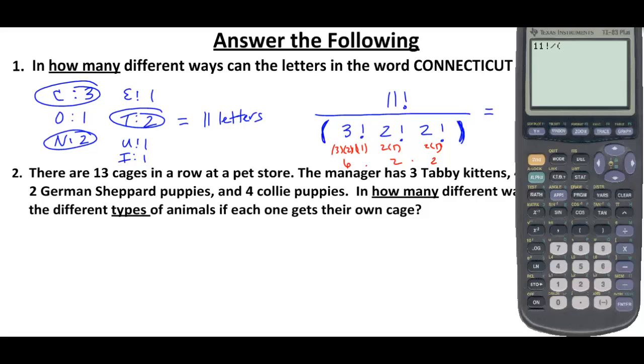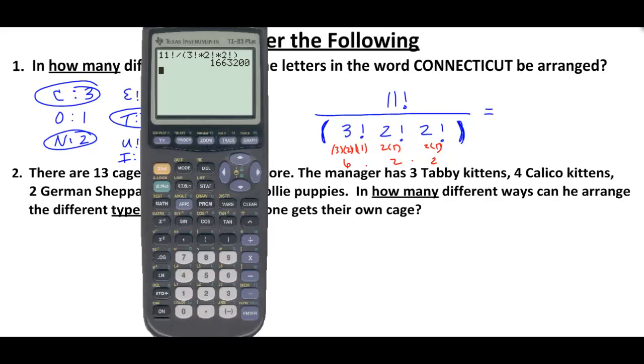However, if you don't know that, this is what it should look like: 3 factorial, it's just tedious to type it in, times 2 factorial times 2 factorial. That is what you could also do, but you just have to make sure that there's one big parenthesis in the denominator, not a bunch of little ones. So this is going to give me this large answer of 1,663,200. That's how many different ways to rearrange these.